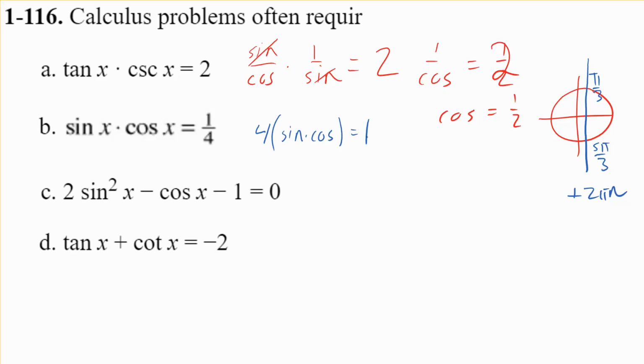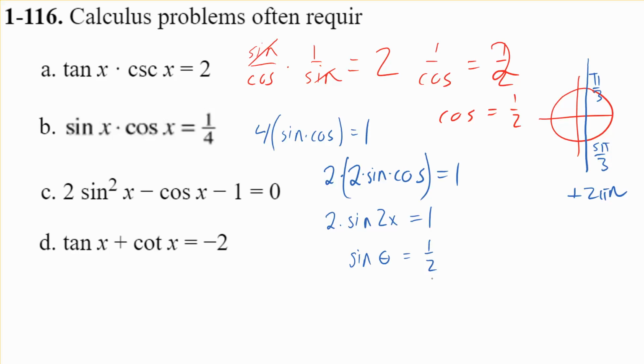then I'm getting closer. Now I'm actually going to do some magic. I'm going to make that 4 a 2 times 2 sine cosine equal to 1. Now look at that math notes box. What's 2 times sine cosine? That is the sine of 2x. Now we're there. Now I can say the sine of some angle is equal to 1/2.